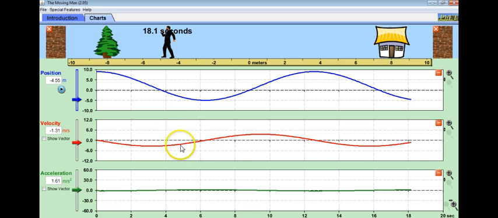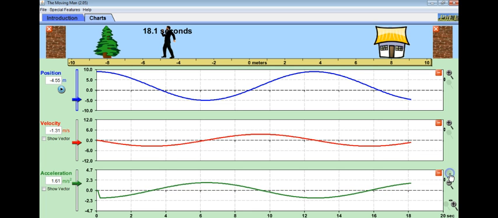We'll be seeing this later on. This is called simple harmonic motion. In fact, you can't quite see it, but not only is the position varying as a sine or cosine curve, and the velocity, but if I zoom in here on the acceleration, you'll see that is also varying. And we'll be discussing this later on when we study simple harmonic motion.